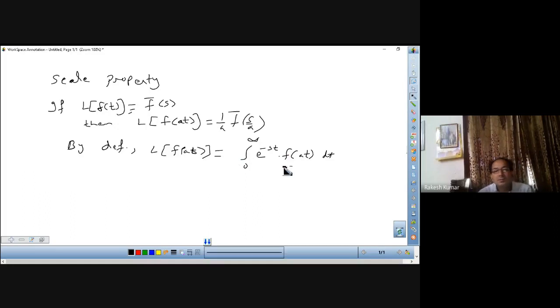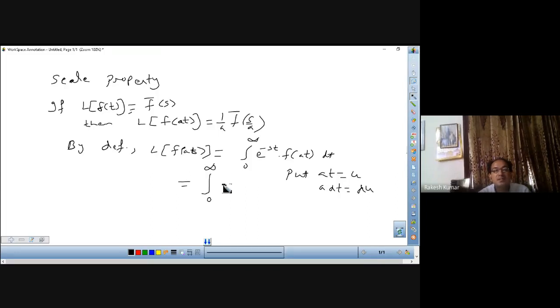Now, by using a simple integration formula, we put at as some other function u, then taking the derivative, a dt is equal to du. This we usually use in 10 plus 2. Just see, lower limit is 0, upper limit is infinity. These are the limits of t. So if we put t as 0, you will get u as 0. And if you put t as infinity, you will get u equal to infinity.